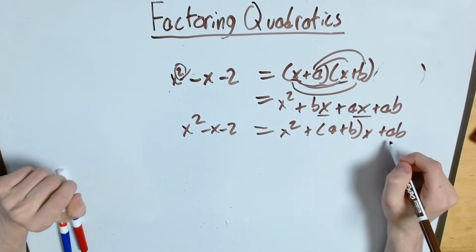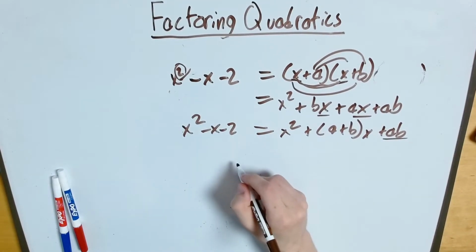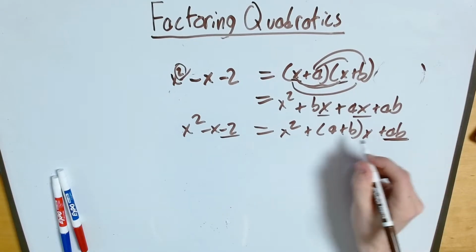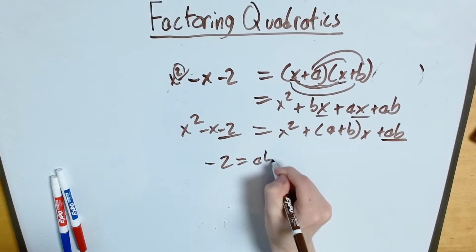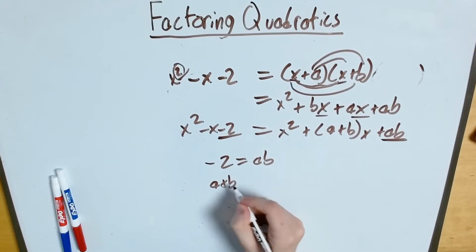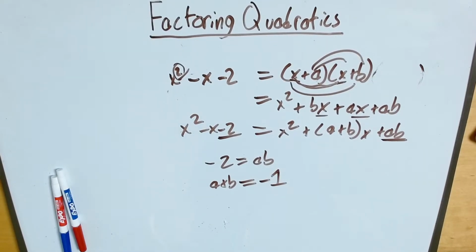We know that we can actually find a and b. We know that they have to multiply to be -2, right? This term corresponds with this term. So we have -2 equals a times b. But we know that a plus b has to equal -1.